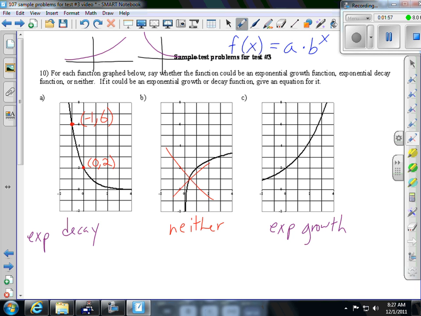And we'll do the same kind of thing on the graph on the far right. So that looks again like (0, 2). And then one more nice point, maybe this one right here, which looks like (1, 3). Okay, so next fact, to make life easier, is to know that a is equal to the value of the y-intercept.